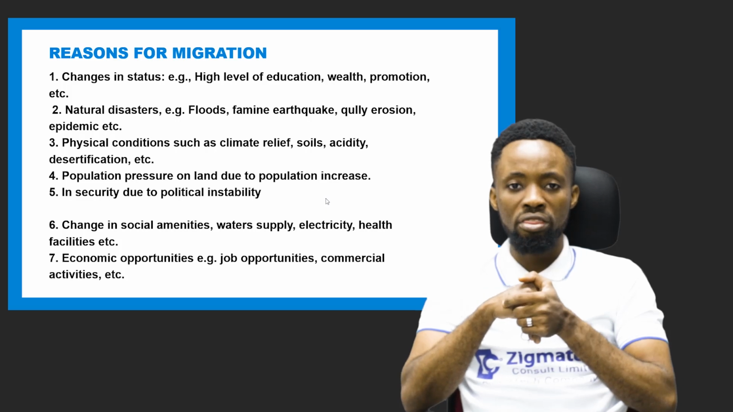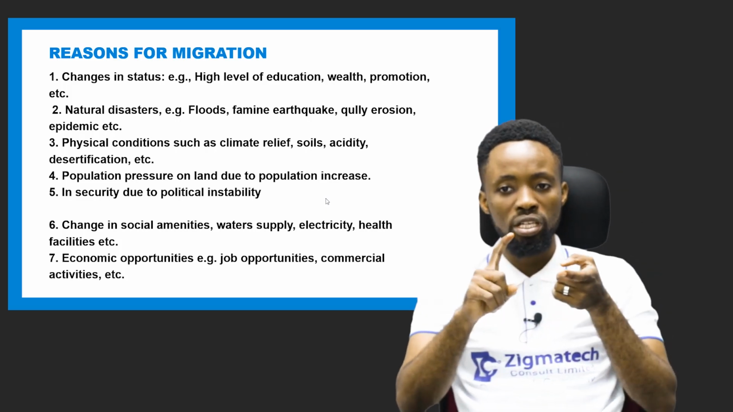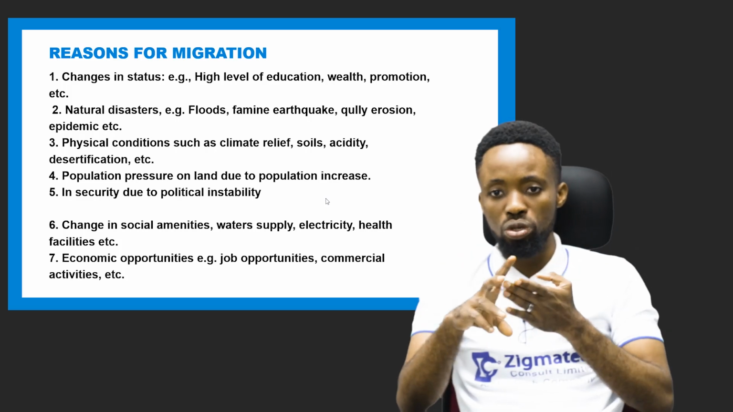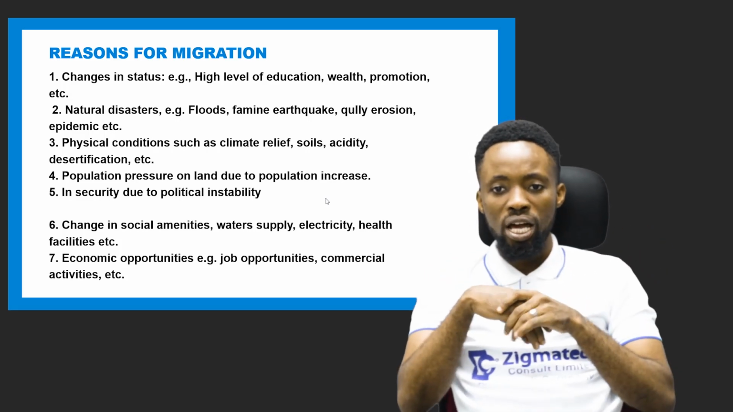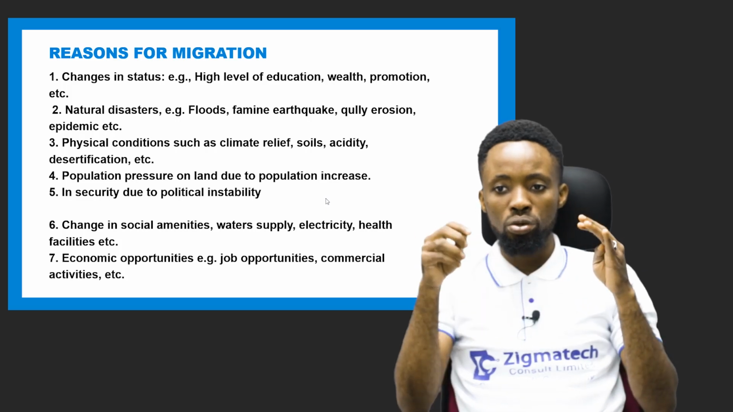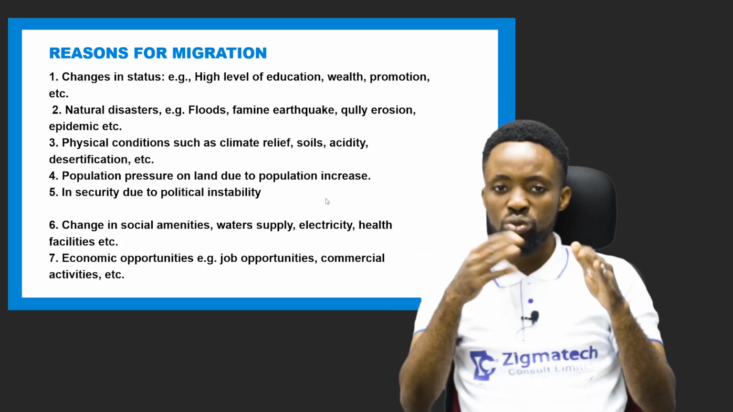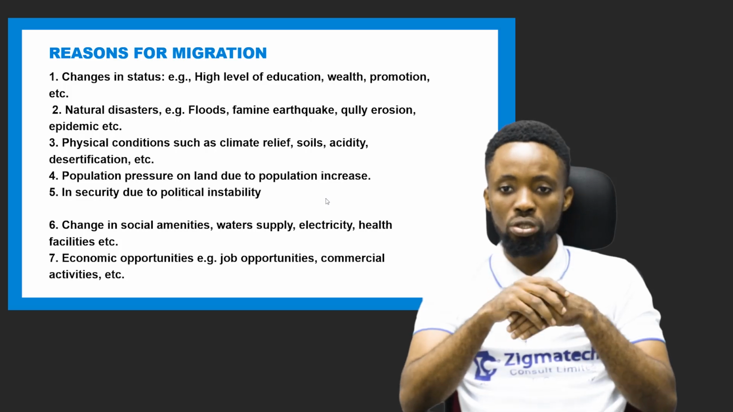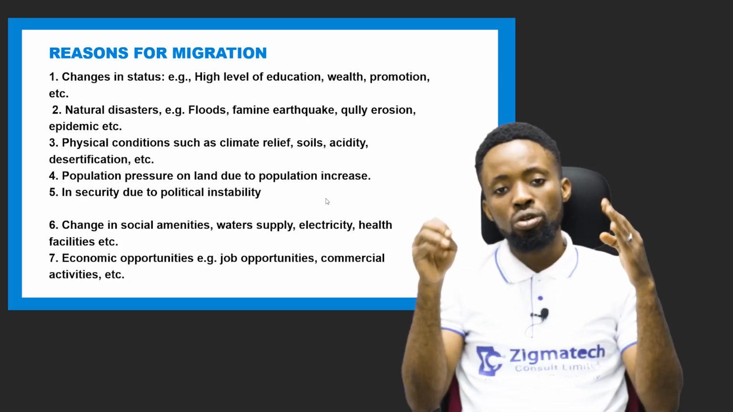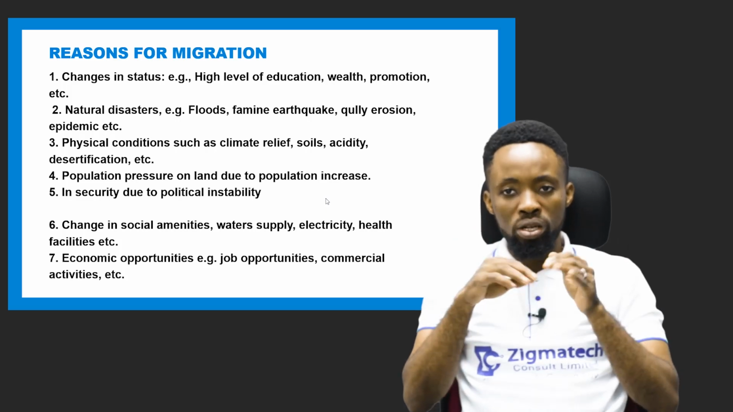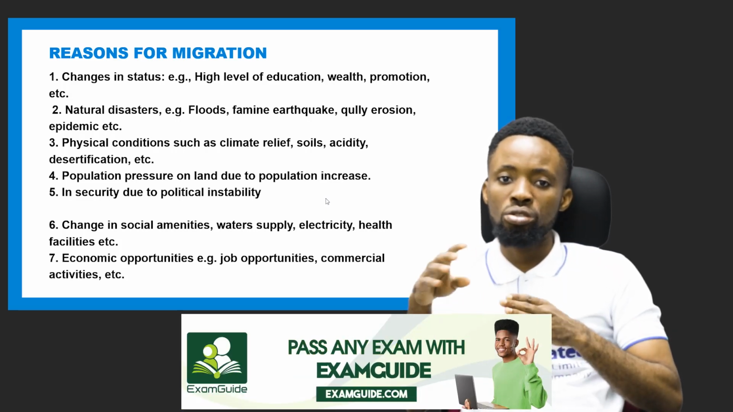And then insecurity, maybe there's political instability, there's war going on, there's a coup going on, and the rest. All of this can as well cause people to migrate from one place to another. Also a change in social amenities, like water supply, electricity, and the rest, can make people migrate to a particular location. Then economic opportunities like jobs and commercial activities are also factors that cause people to migrate. And these reasons for migration are also the factors that affect the migration of a place.